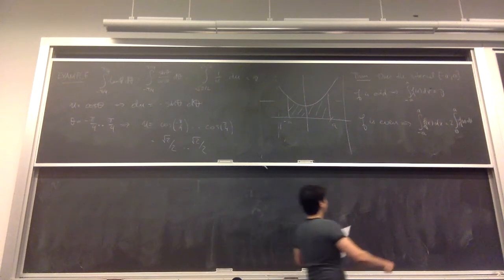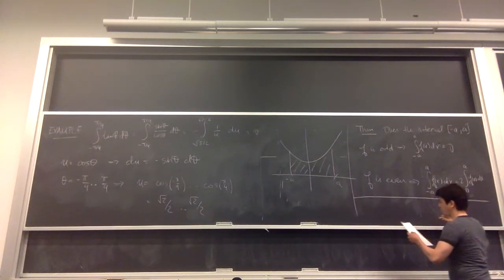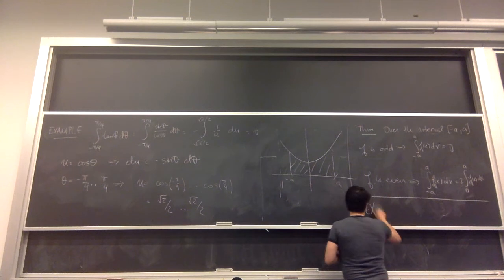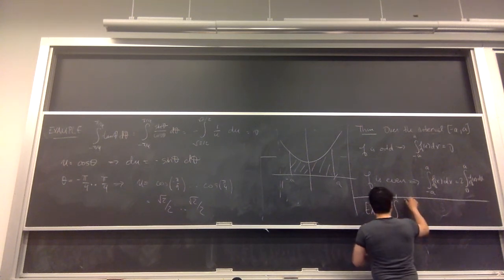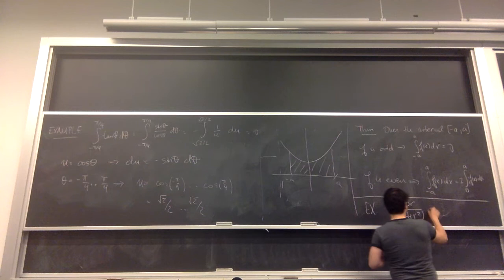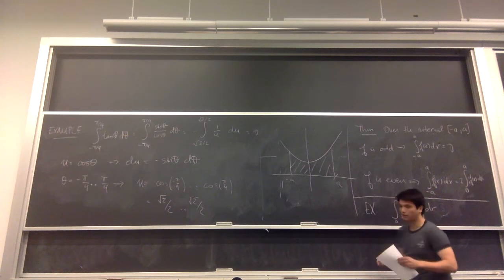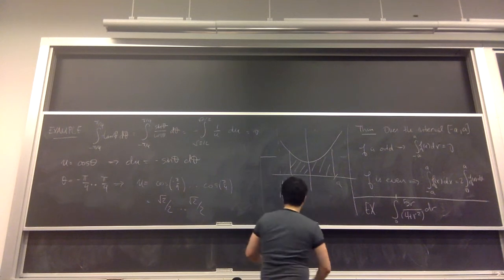I'm not going to do this one. Why don't you give it a try? Here's a little exercise for you. Integral 0 to 1 of 5r over 4 plus r squared dr. Give that a go. I'm just going to wipe down the boards and prep for the second half of the lecture.